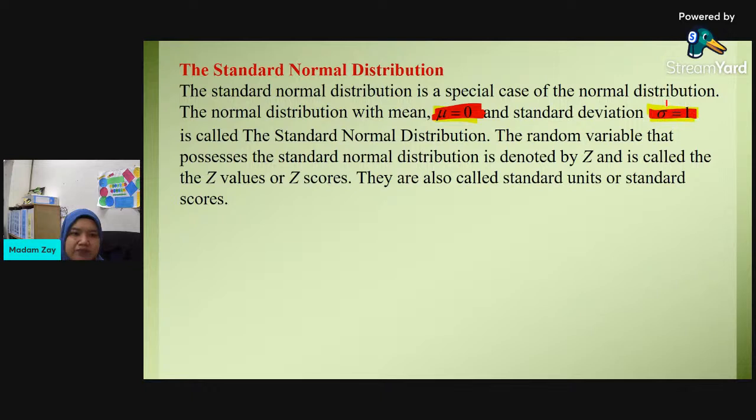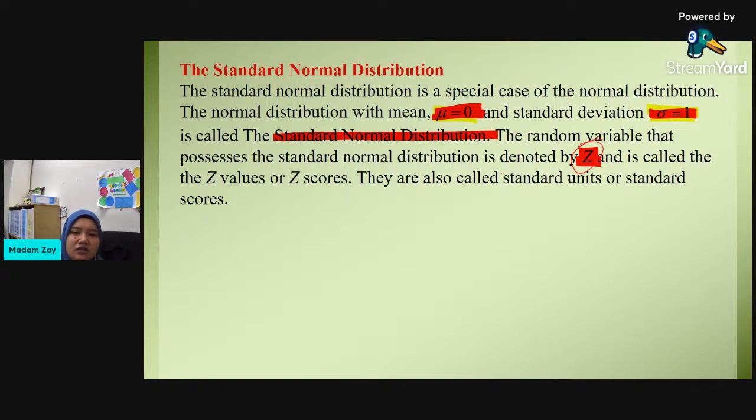Saya ulang kali kedua ni. Okay, kita panggil dia sebagai standard normal distribution. Kenapa? The random variable that possesses the standard normal distribution is denoted by Z and is called the Z values or Z score. Okay, beza dengan standard normal, biasa kita akan guna X kan. Untuk normal distribution kita guna X. Tapi kalau untuk standard normal ni memang akan represent by Z.